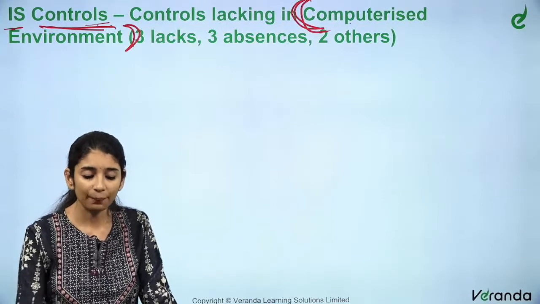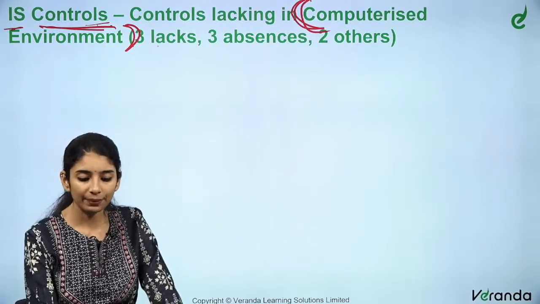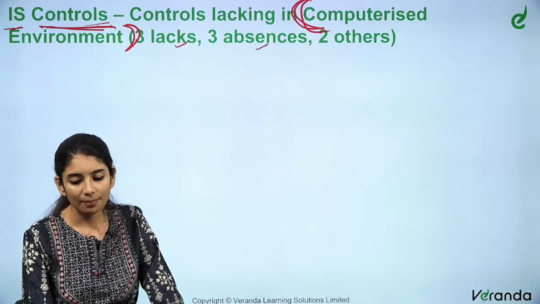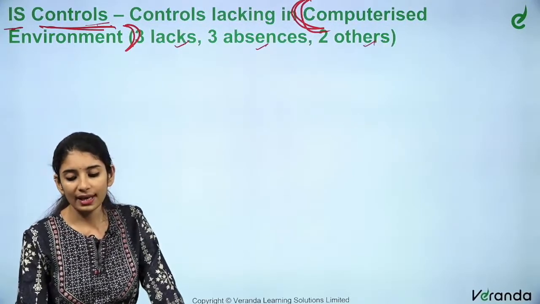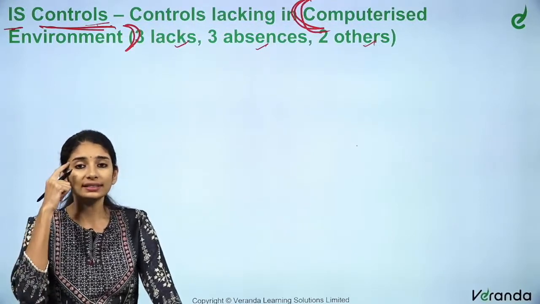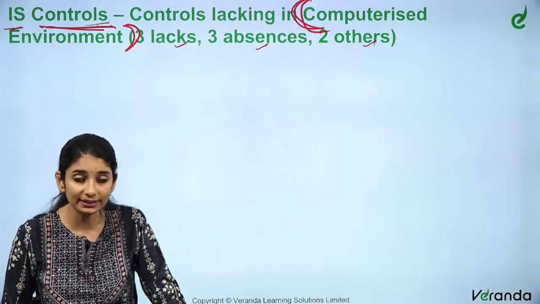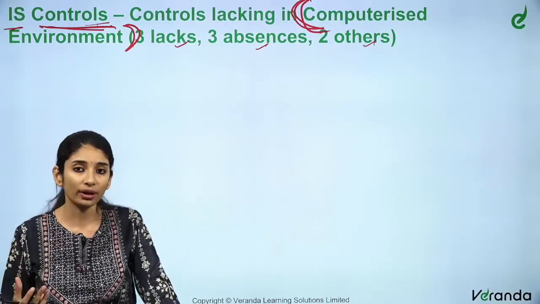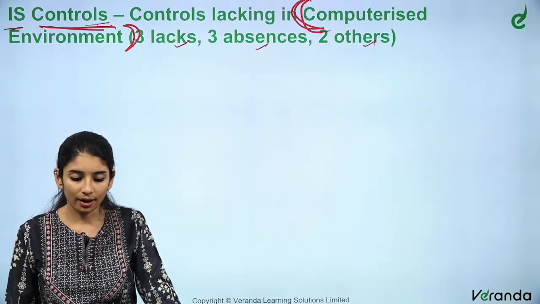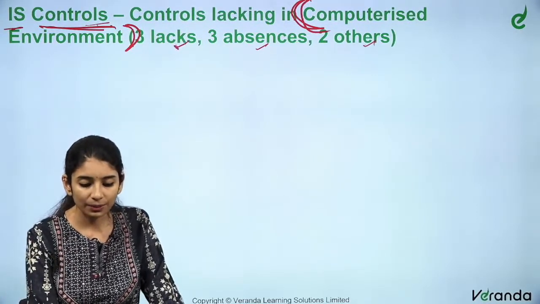But in a computerized environment, what happens? There are 3 lacks, 3 absences, and 2 others. First is lack of management understanding of the information systems risks and controls. The management does not understand what the risks are or what controls need to be implemented. Lack of management understanding.